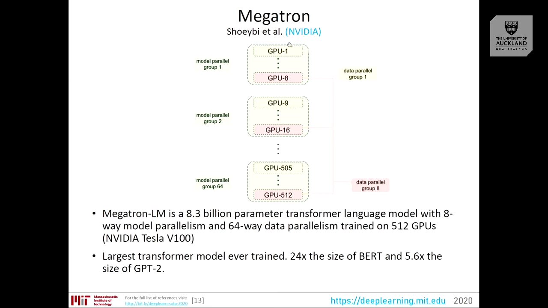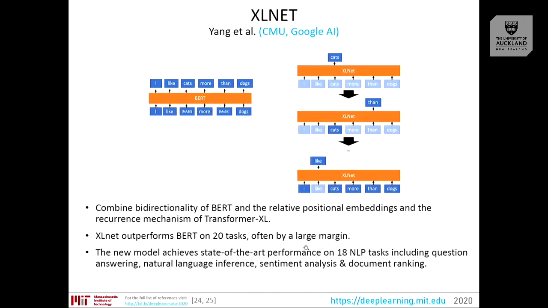Megatron is from NVIDIA. You can see it's an 8.3 billion parameter model, and you need 512 GPUs to train it. That's crazy. It's clearly a $1 million cost. So Excel is the same. I'm just giving you the idea: if you know how transformer works, you can kind of understand all these networks. You can see they are almost the same.